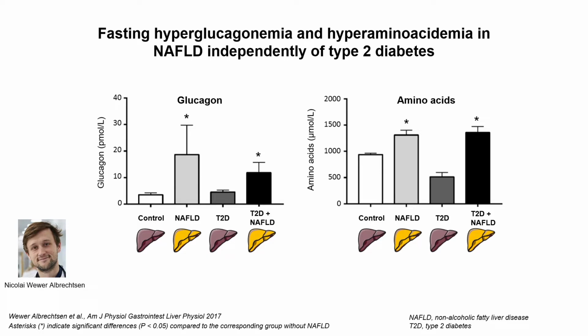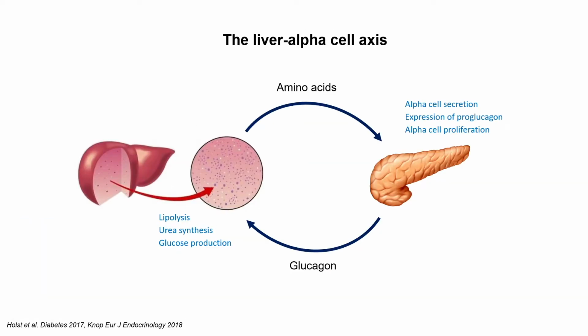And these results and numerous others, among others performed by Daniel Dinu, whom you heard yesterday, led to the development of this hypothesis about the liver alpha cell axis, which Nikolai just touched upon. So we know that glucagon stimulates lipolysis, urea synthesis, or the turnover of amino acids in the liver, and also glucose production in the liver. And we know that amino acids stimulate the secretion of glucagon from the pancreatic alpha cells.